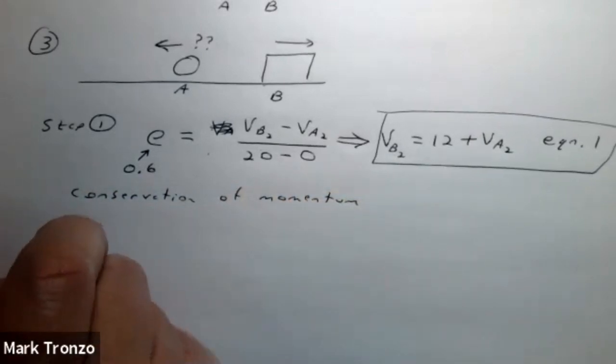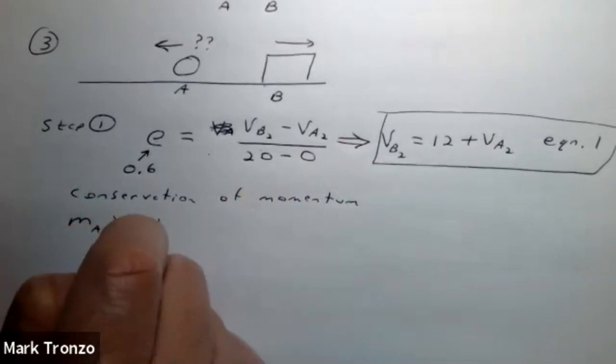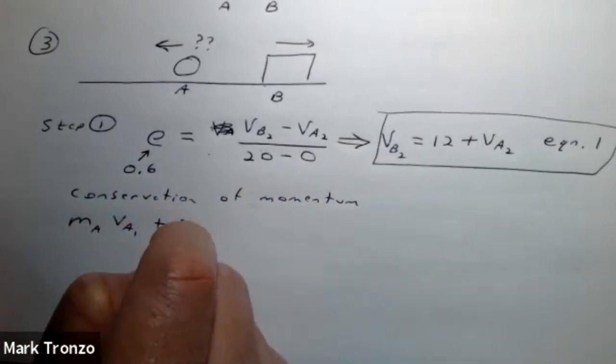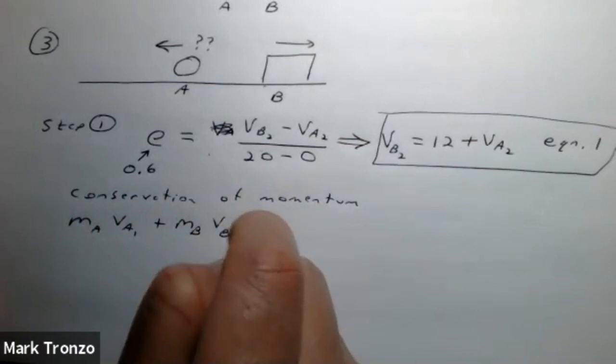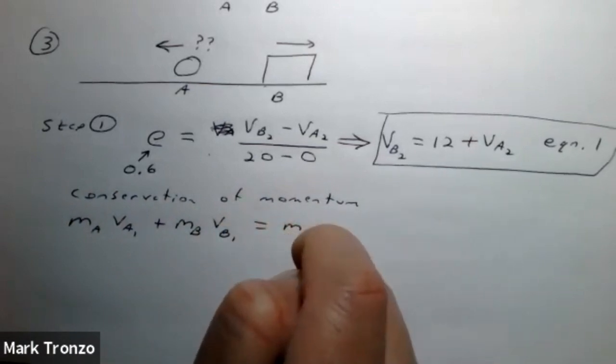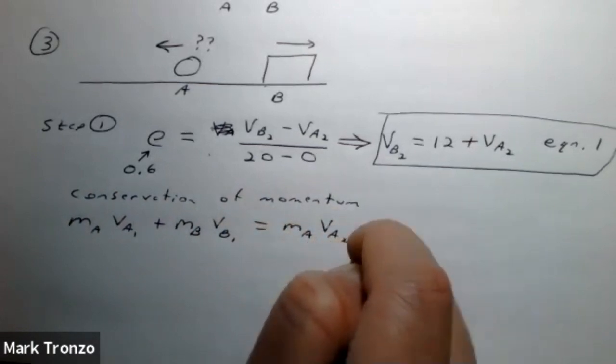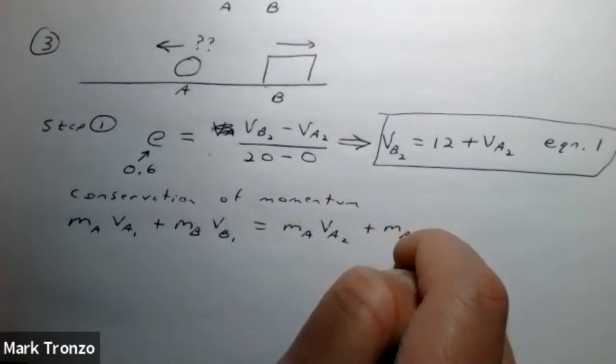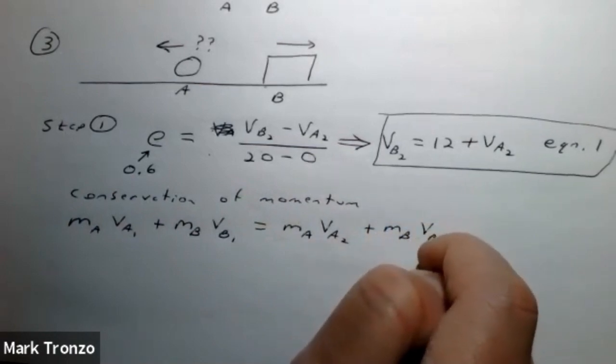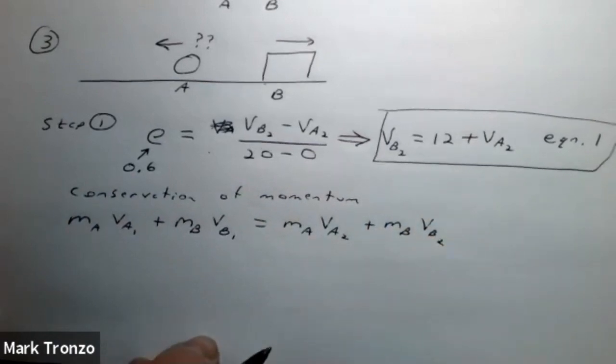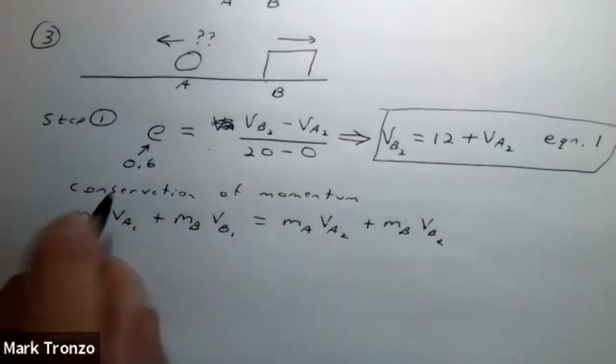Which is MA VA1 plus MB VB1 equals MA VA2 plus MB VB2. And just put everything together.